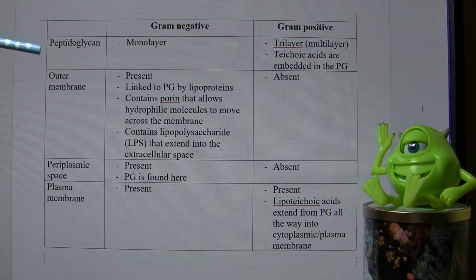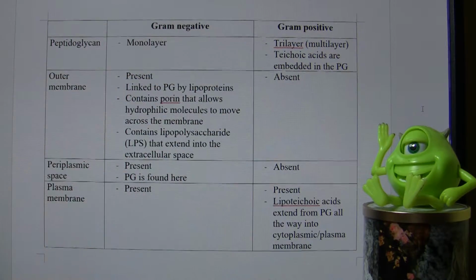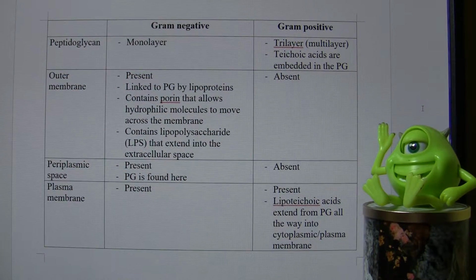If we start with peptidoglycan, well, it's found in both. Make sure you put it's found in both, as that will get you some marks. I didn't, but you know the point. Gram-negative is actually monolayer. They have very thin peptidoglycan. And as you see on the next point, the reason gram-negative have thin peptidoglycan is because it has another membrane.